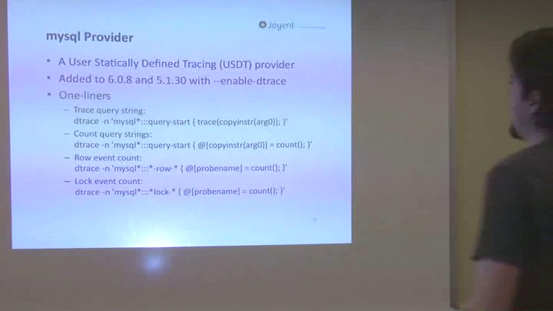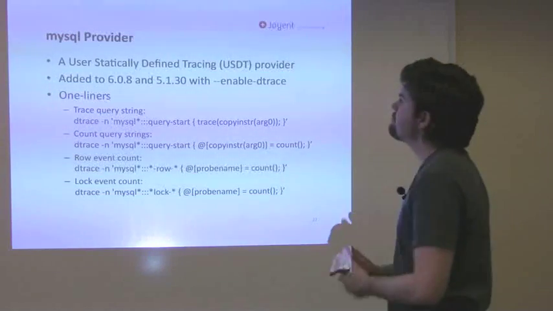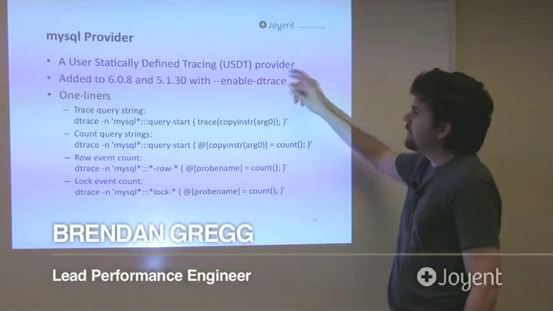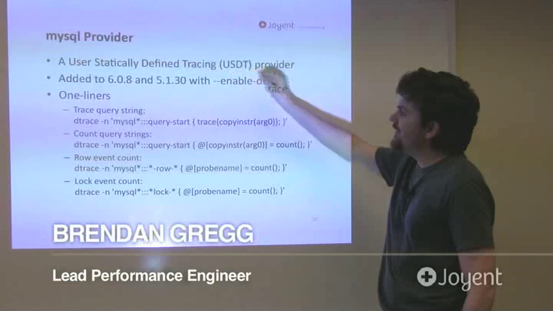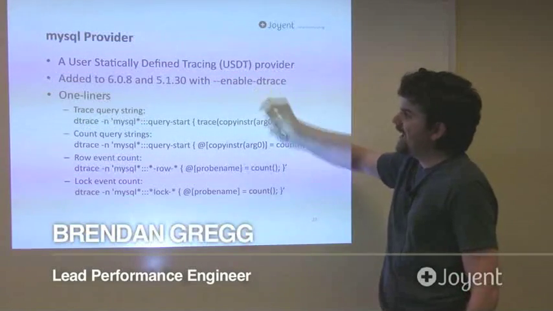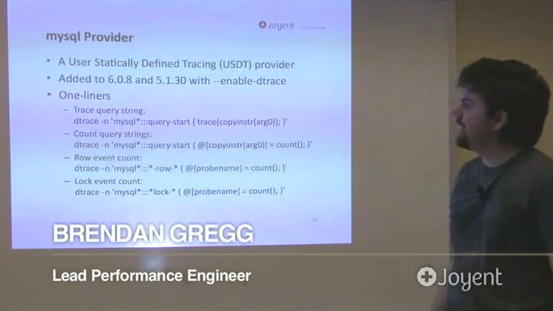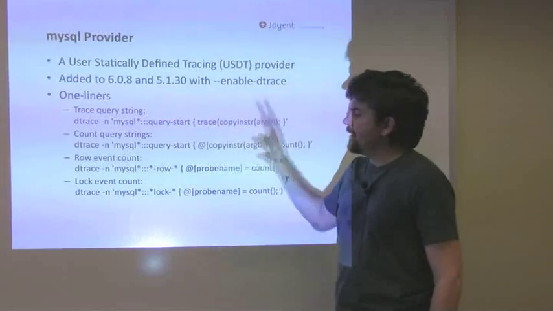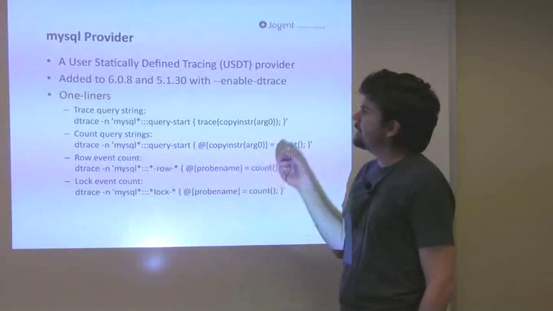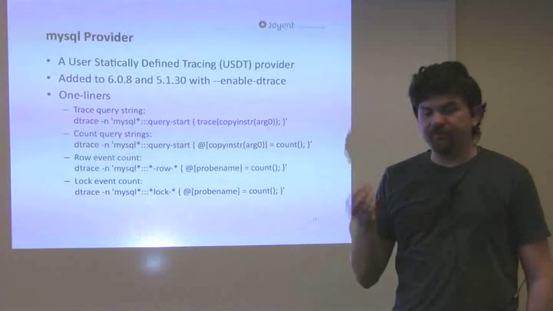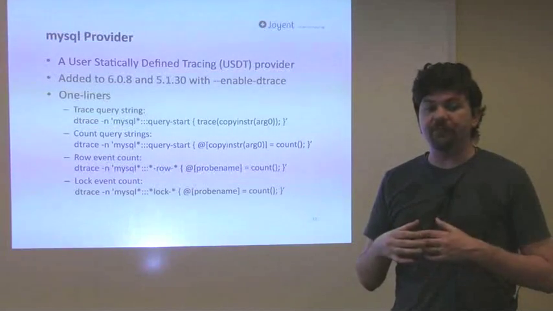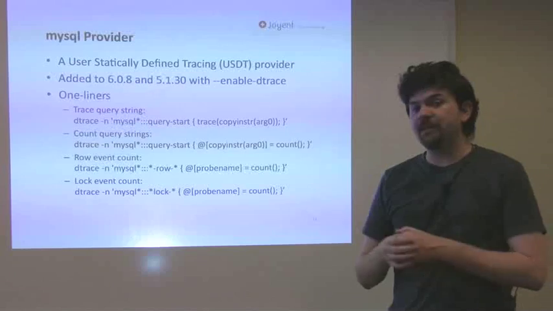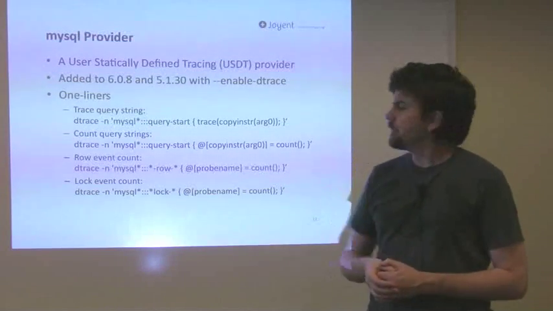So the MySQL provider, so it's the USDT provider. It was added to 5.6.8 and 5.5.13 if you're using enable DTrace. And as I said earlier, these static providers and the probes have been designed for ease of use, and they've been designed to be a stable API.